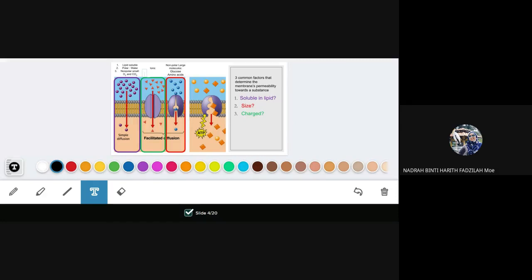Okay, so you can use examples, any positively charged ions or any negatively charged ions as your specific example. Negatively charged ions macam Cl minus, since all of us consume salt kan, kita makan salt. Salt is basically the combination of Na plus and Cl minus.